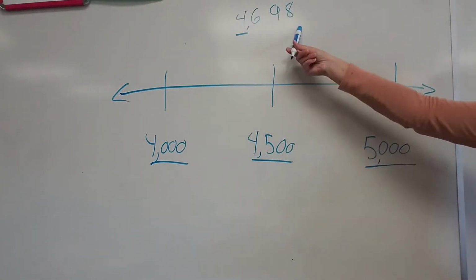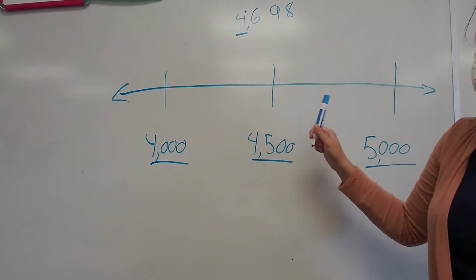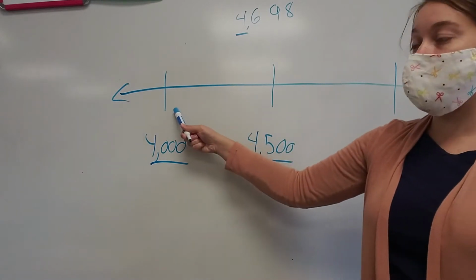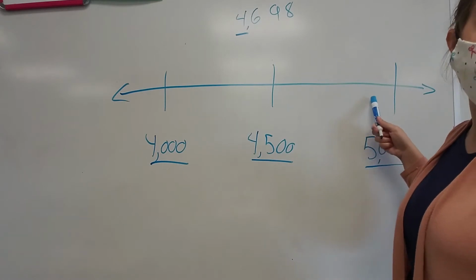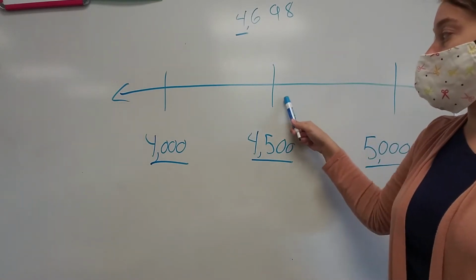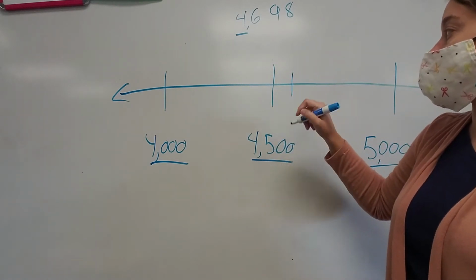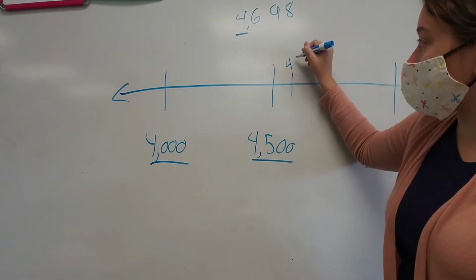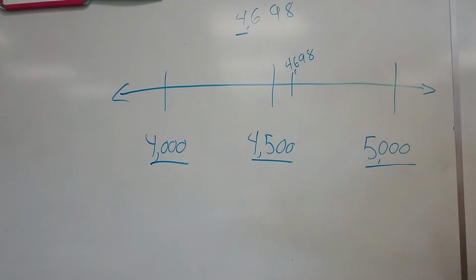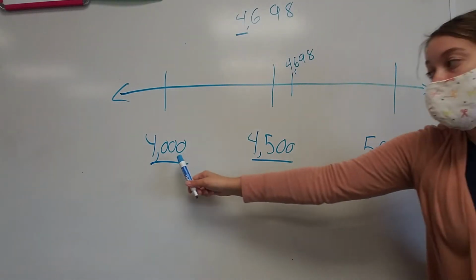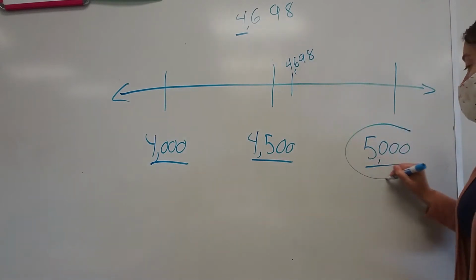Now, this is my number. We have to plot it. Okay? Where is it going to go? Is it going to go over here? Is it going to go over here? Yes. All the way over here? No. What about here? Yes, because it's 4,600, right? Yes. So this is where my 4,698 goes. Which thousand am I closer to? My 4,000 or my 5,000? 5,000. Mary? 5,000. My 5,000.